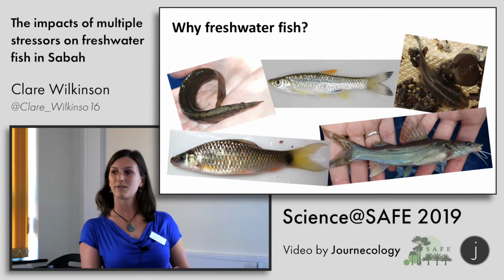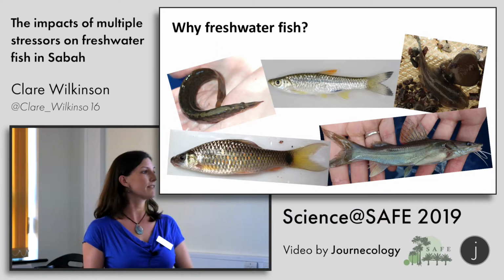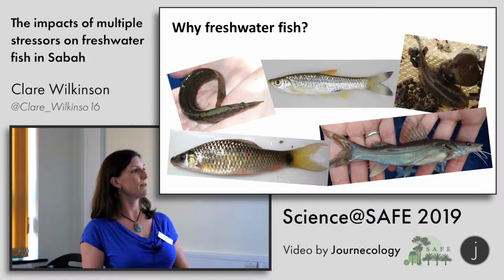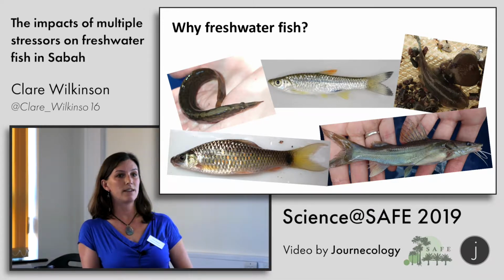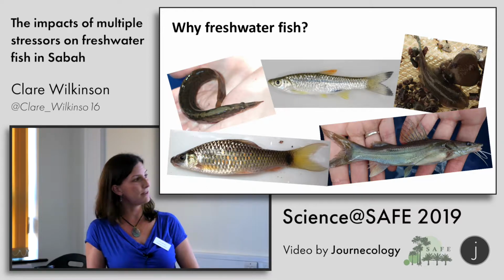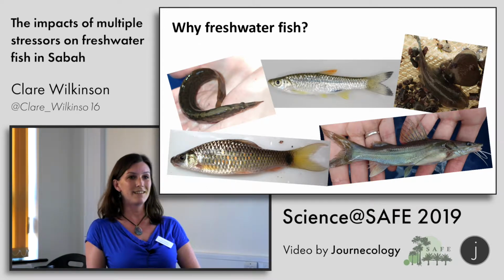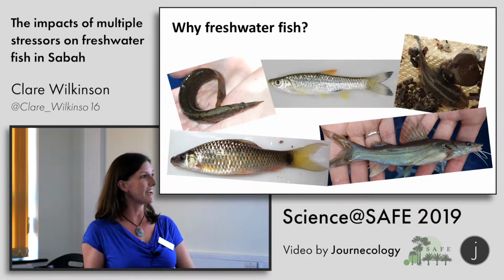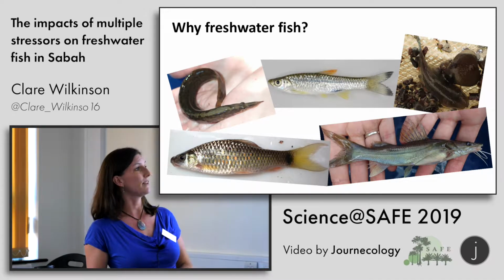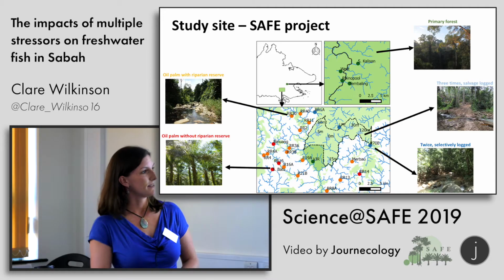We obviously chose freshwater fish to look at the impacts of land use change on freshwater ecosystems. They're highly diverse and have really high rates of endemism in Borneo. They occupy lots of different functional niches and have been widely used as bioindicators for water quality and ecosystem health around the world. And crucially for me, they're relatively easy to catch and ID in the field, and you can do mark recapture studies to answer different questions as well.